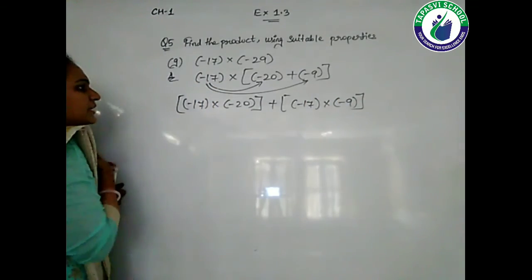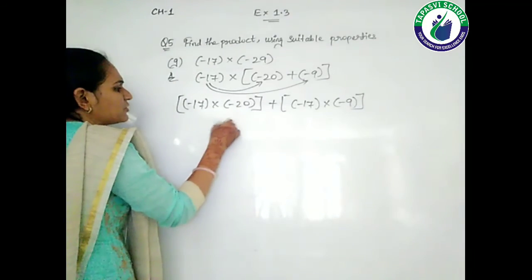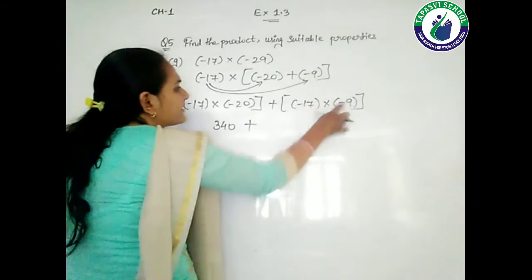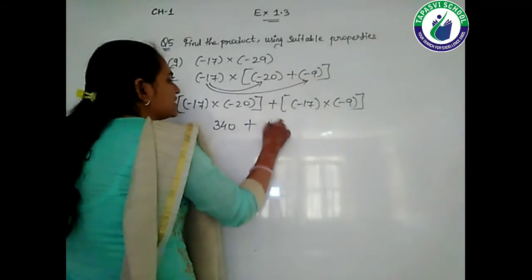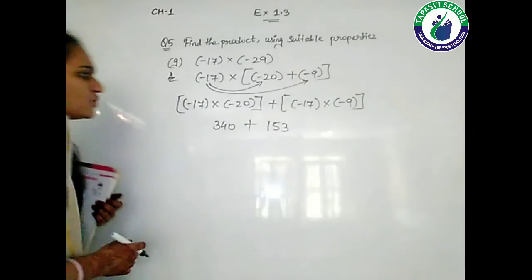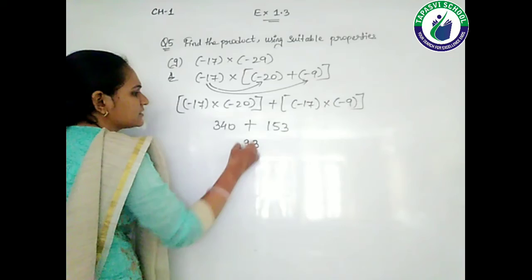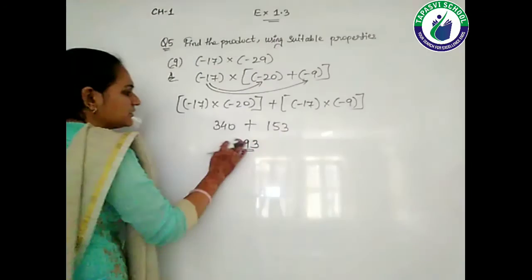Now 17 twenties. That means 17 twos is 34, and put one 0. So minus minus becomes plus. Now 17 nines. That means it is 153, and minus minus becomes plus. So now we need to add them. So you get the answer as 393. Sorry, it's 493.